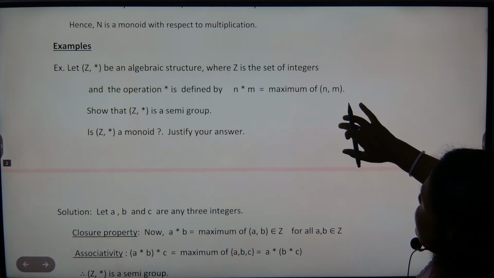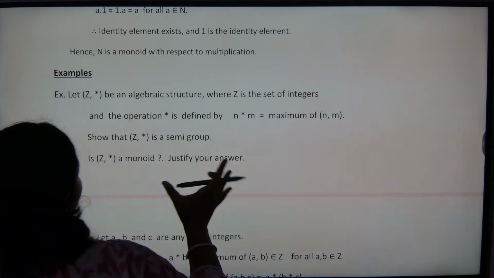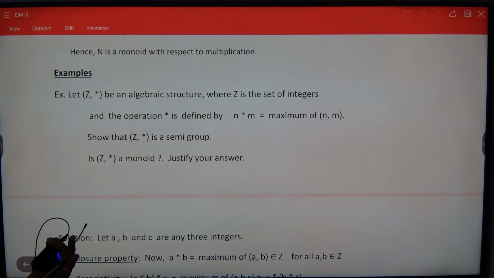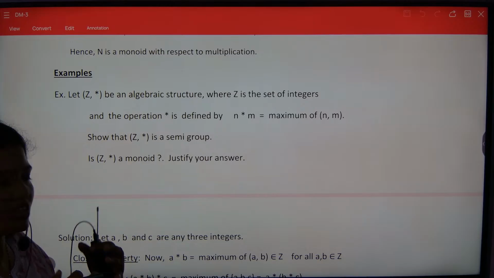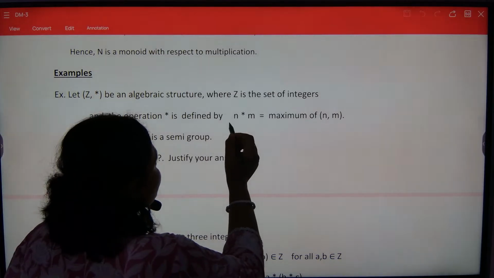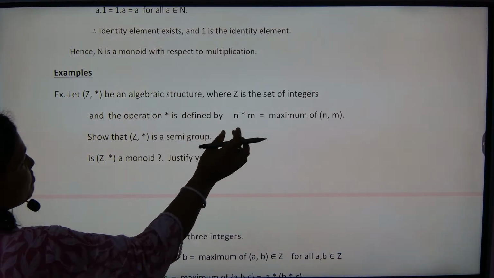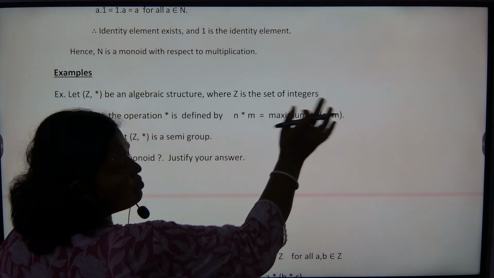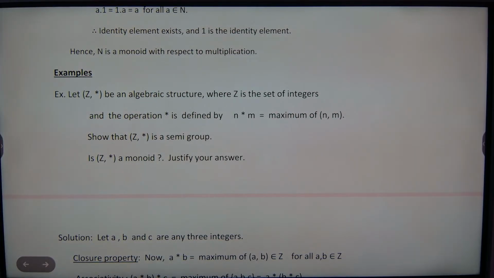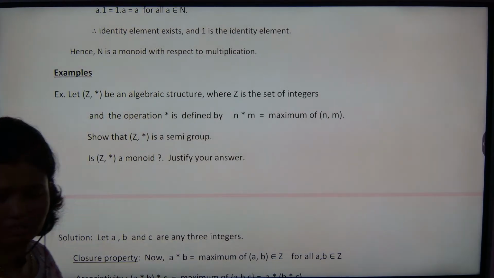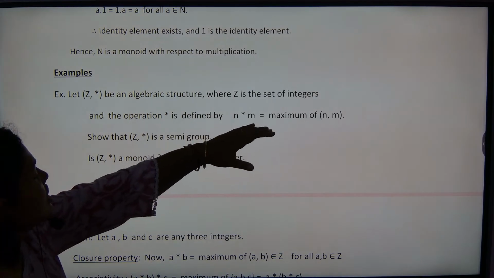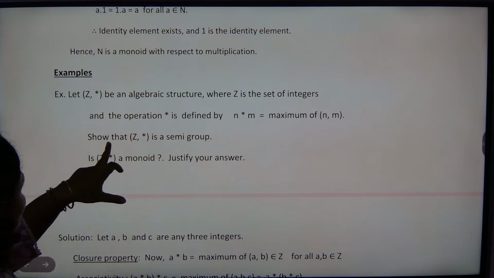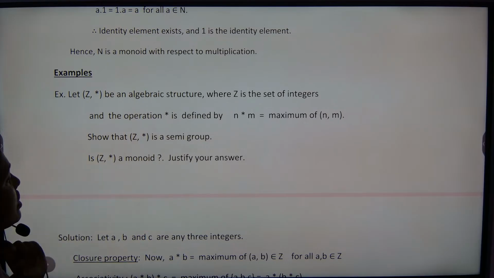So we have finished it. Next, see, they have defined a set Z star. Now star is not addition, multiplication, subtraction or anything else. Star is defined like this. They have defined, if you operate on 2 elements, what will be the answer? The maximum of them. So this relation is important. According to this relation you have to define the group or semigroup. So show that it is a semigroup but it is not a monoid.